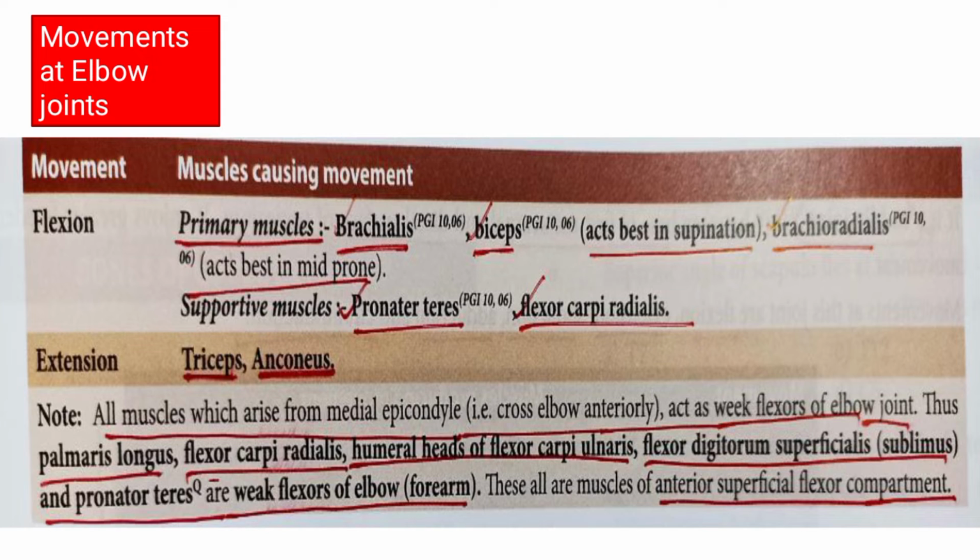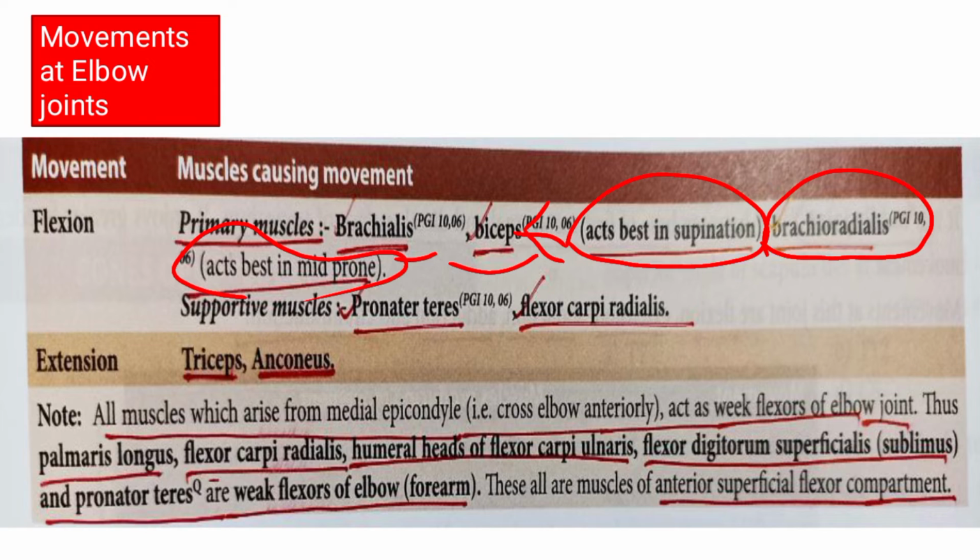Flexion, including muscles causing movement. The primary muscles are brachialis and biceps. Which muscle acts best in supination? The biceps. Brachioradialis acts best in mid-prone. Supportive muscles are pronator teres and flexor carpi. This is very important.